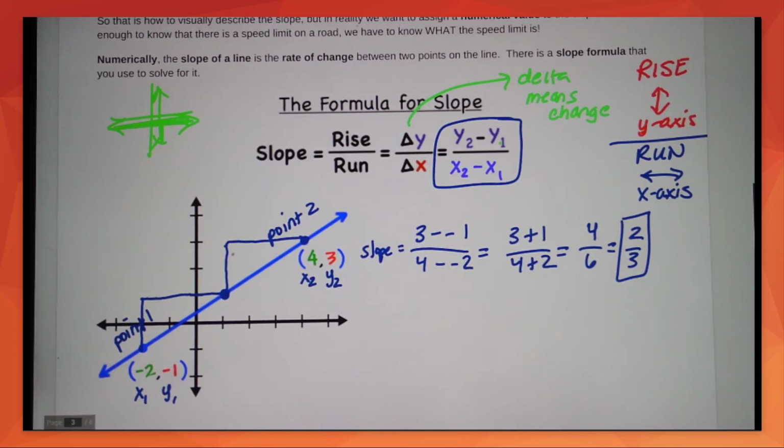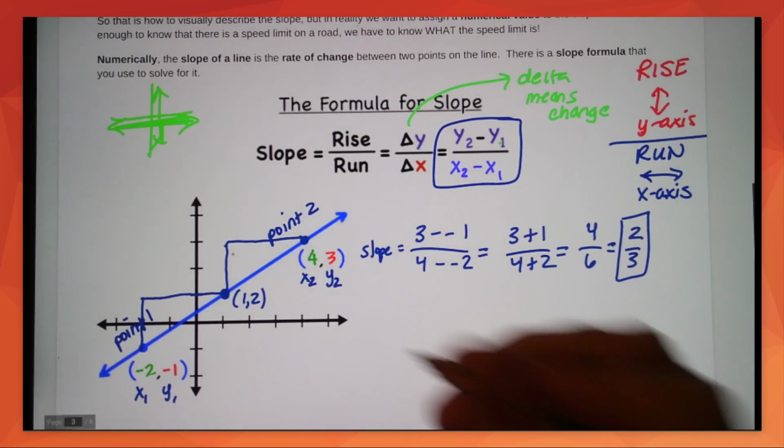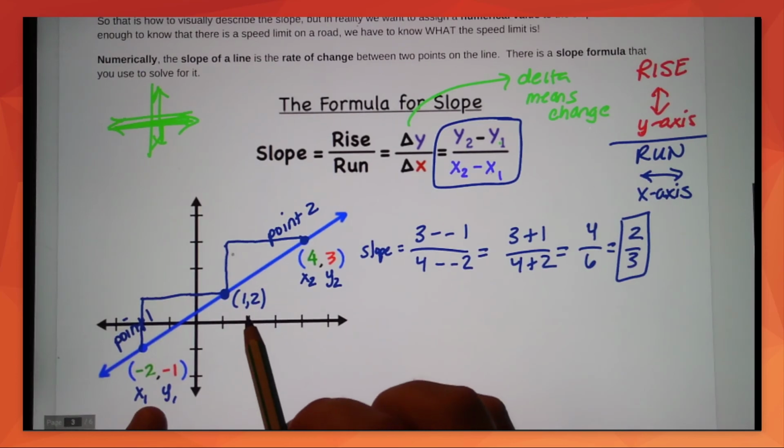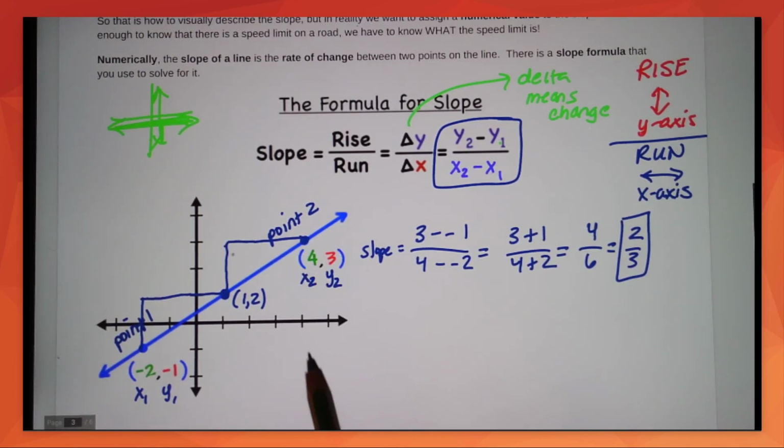I could have done this also if I knew that this was a point on the line and it's 1, 2, right? I could have used these 2 points and done the slope, but they gave me these 2, okay? So you can use any 2 points on the line to calculate what the slope is numerically.